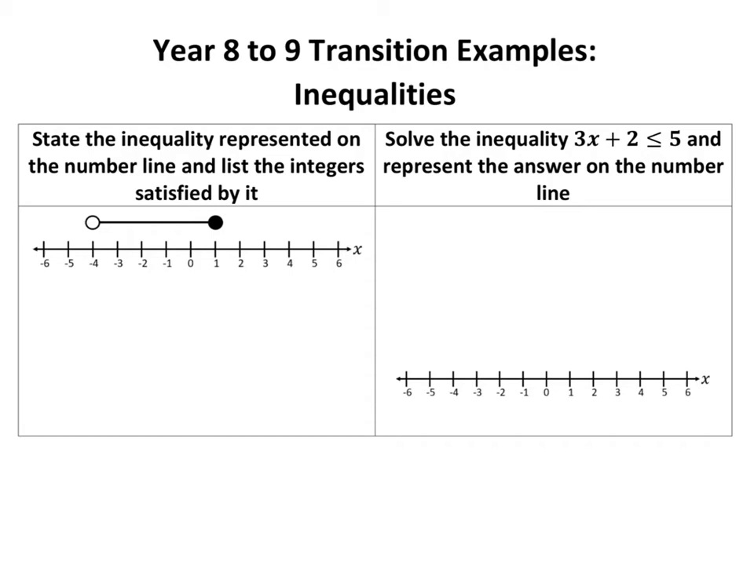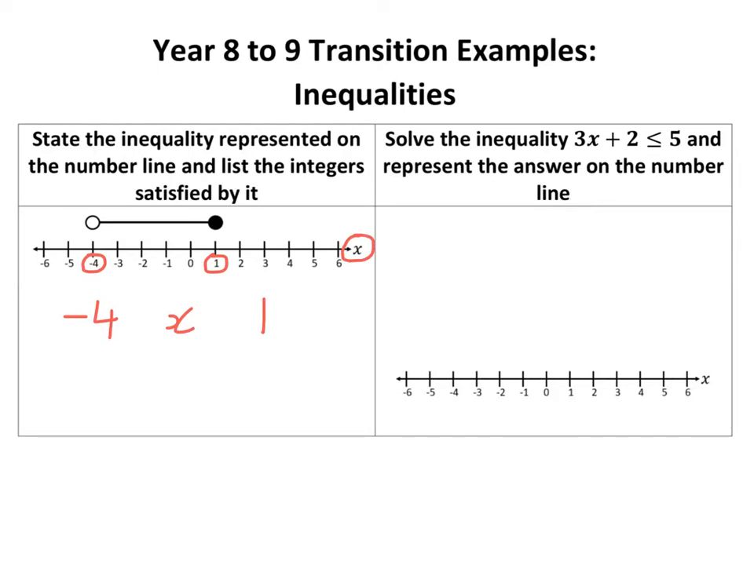Right, looking at inequalities here, and it says state the inequality represented on the number line, list the integers satisfied by it. Now, you can probably tell that you're going to get something like this. That's because the dots are at -4 and 1, so hence I've done -4 and 1. And the x in the middle is because the number line is called x.